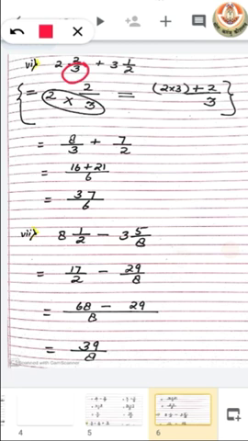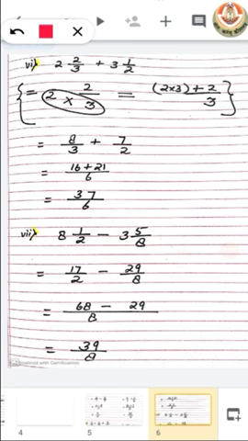Now in the same way, we convert 3 1 by 2 into an improper fraction and get 7 by 2. Now it will become the simple addition of improper fractions. For this we have to take LCM. For 3 and 2 we get 6 as LCM. Then we have to solve to get the numerator, and then their addition will give us answer 37 by 6.